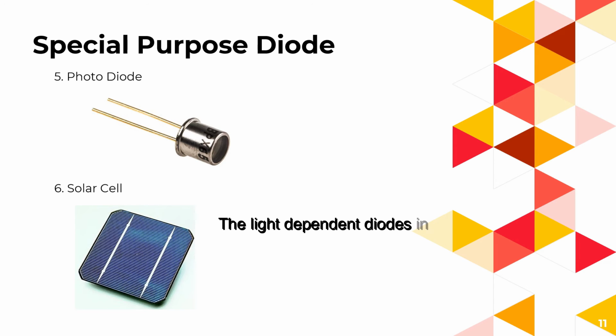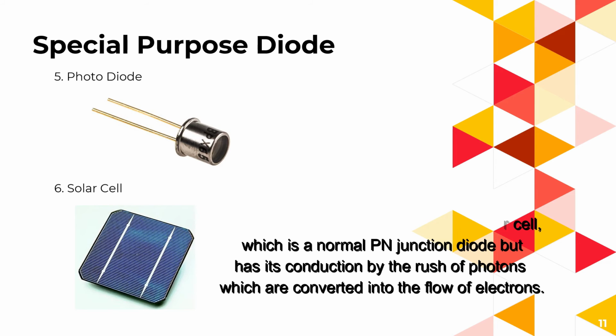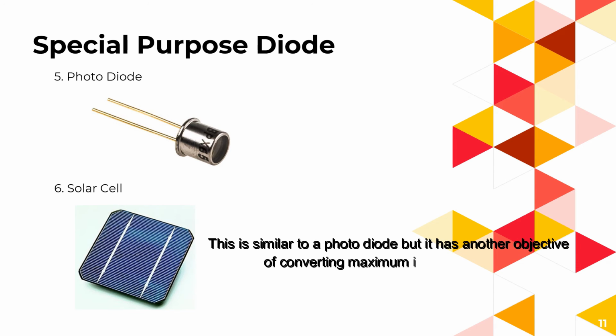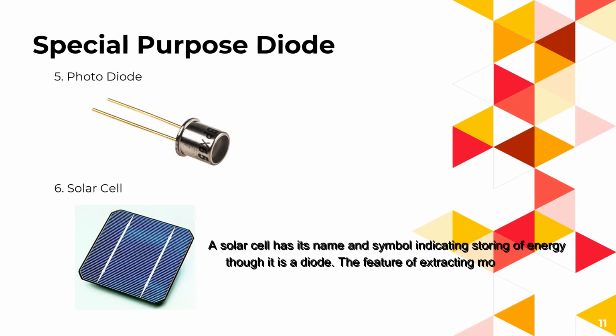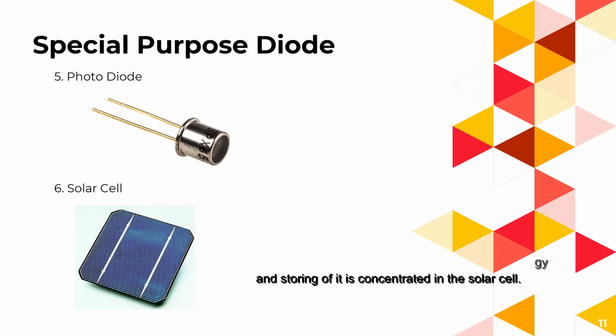Solar cell. The light-dependent diodes include the solar cell, which is a normal p-n junction diode but has its conduction by the rush of photons, which are converted into the flow of electrons. This is similar to a photodiode, but it has another objective of converting maximum incident light into energy and storing it. A solar cell has its name and symbol indicating storing of energy, though it is a diode. The feature of extracting more energy and storing it is concentrated in the solar cell.